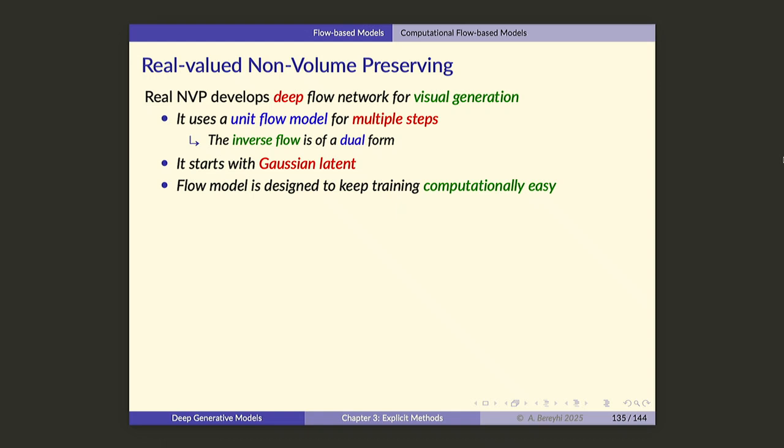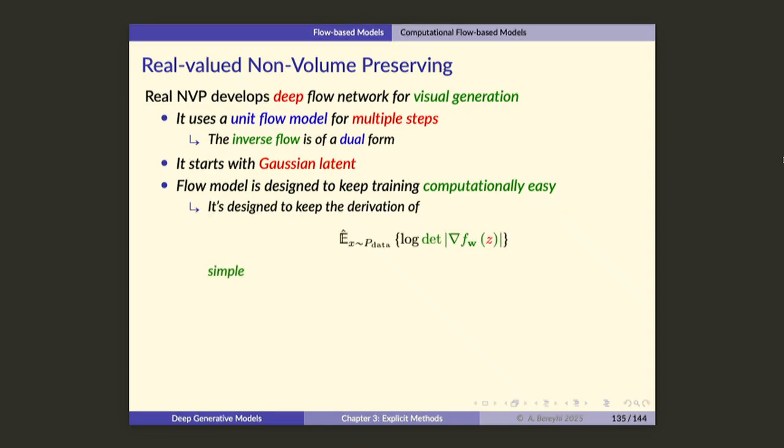But the key design challenge here is to somehow make this log determinant expression simple, so that when you want to compute that, or you want to compute the gradient, you want to do backpropagation, you're going to save lots of computation. This is the key bottleneck in your design. Because if you think of a general invertible model, you can still come up with some model, but then the backpropagation part could be quite hard.